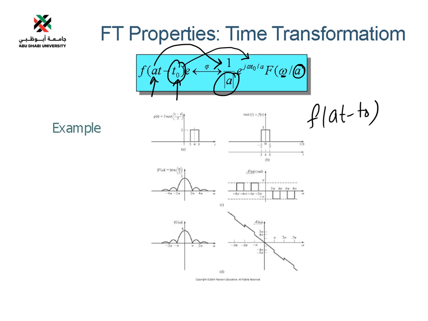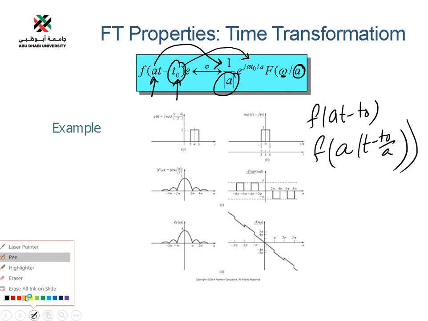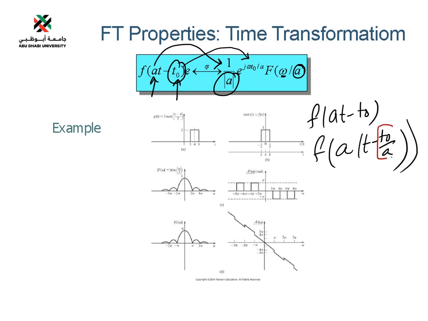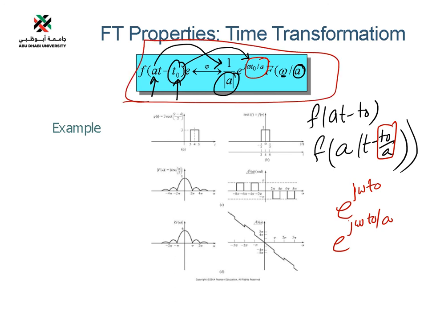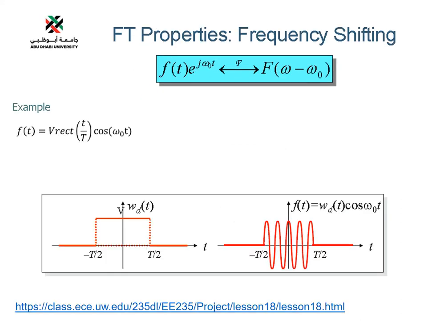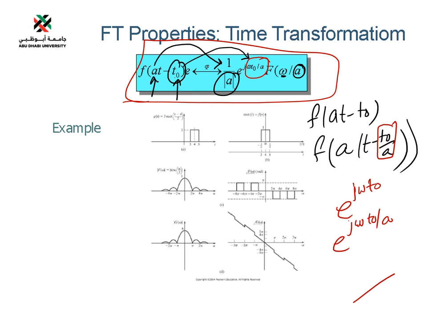But the generalized formula is, now we will take this a as common here, so this will be a times (t minus t naught over a). So here the time shifting is by this factor t naught over a. We will be multiplying with e to the power j omega t naught in general, so in this case it will be e to the power j omega t naught over a. This is the general formula of the time transformation: time scaling factor divided, time shifting factor multiplied by e to the power j omega t naught over a. We will solve these examples about the time transformation during the live session.